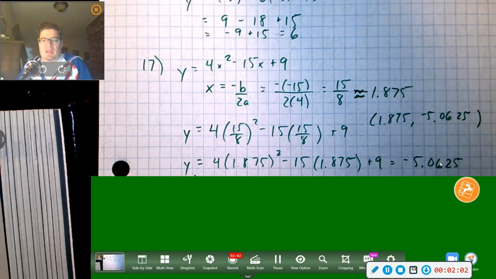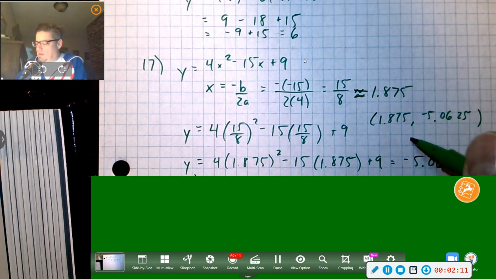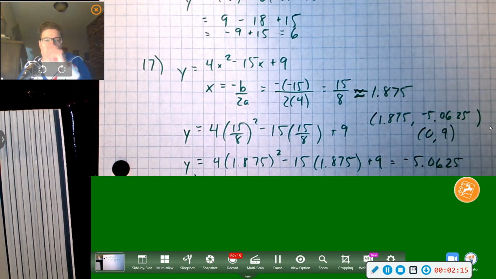That's more real-worldish because everything is always in decimals when you're doing scientific analysis. And of course your y-intercept would then be (0, 9). Okay, so that would be the answer for 17.